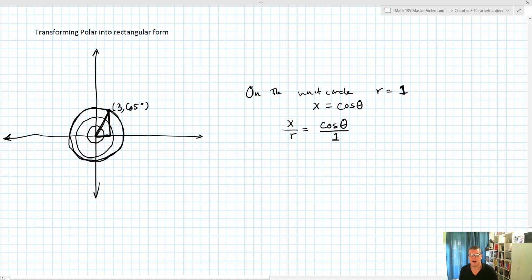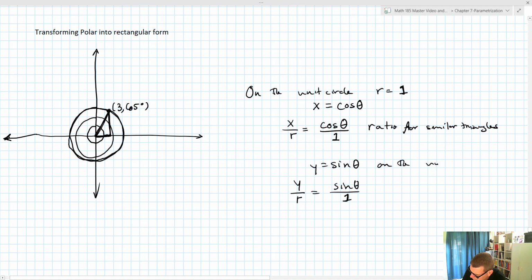And there we are, right? Because that's just a ratio for similar triangles. And conversely, if we look on the unit circle, y is going to end up being sine theta. So y over r, y over the radius, is going to equal sine theta over 1. And y only equals sine theta on the unit circle.